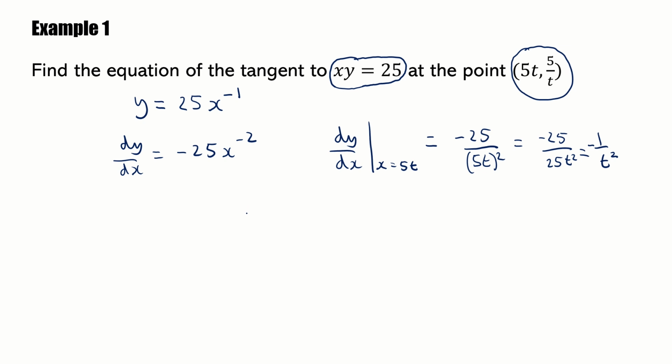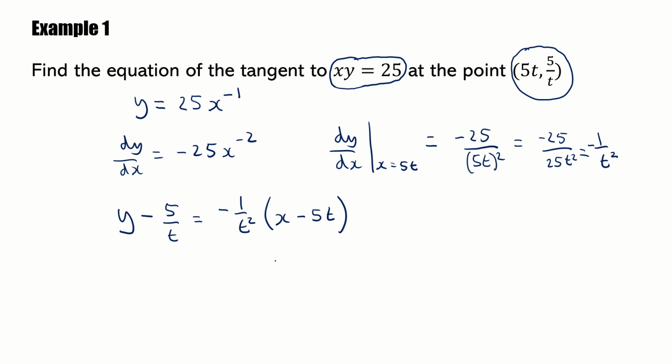Okay, we've got our gradient, and we've got a point, so now we actually have already all the information we need to find the equation of the line. And the best way of doing that is y minus y1 equals m(x minus x1). So in this case, we'd have y minus 5/t equals our m, which was minus 1 over t squared, lots of (x minus 5t).